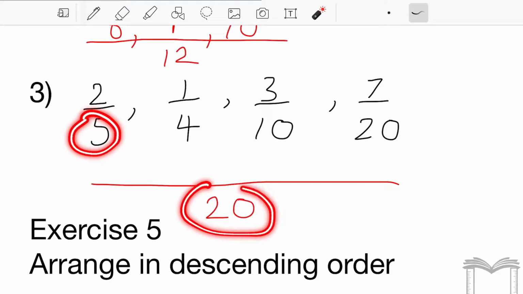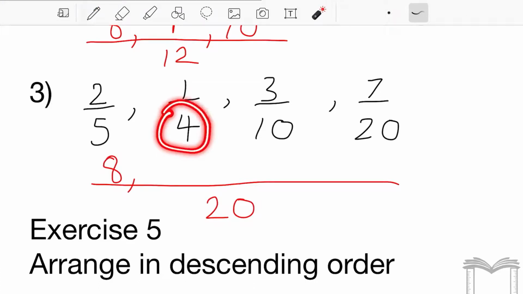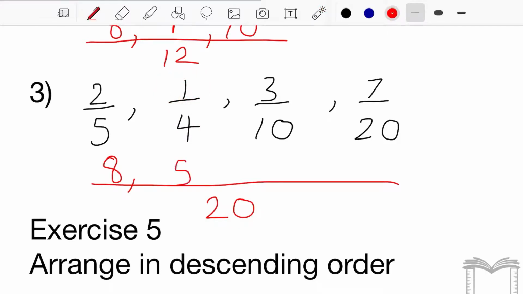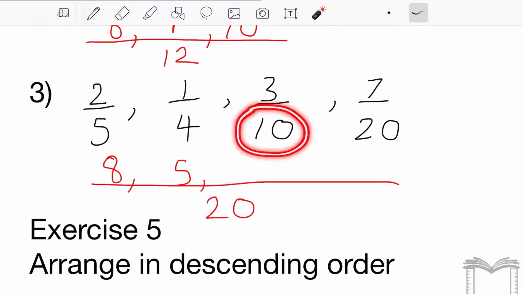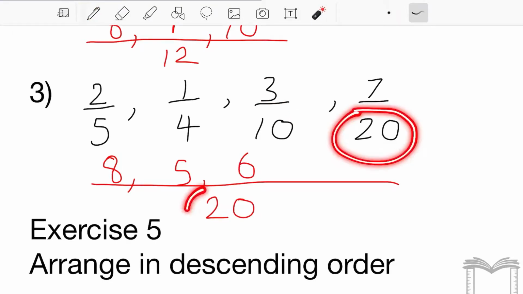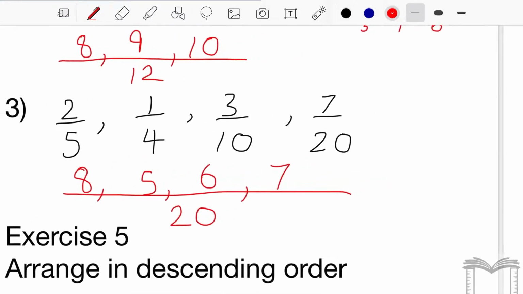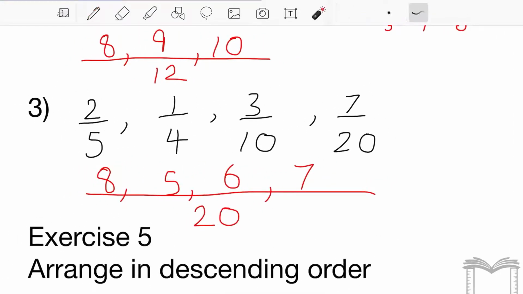5 into 20 is 4. 4 times 2 is 8. 4 into 20 is 5. 1 times 5 is 5. 10 into 20 is 2. 2 times 3 is 6. 20 into 20 is 1. 1 times 7 is 7. So here we can see the order: first, second, third, and fourth.